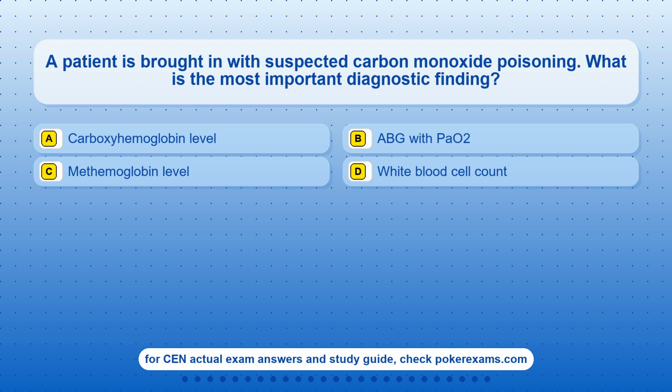Question 17. A patient is brought in with suspected carbon monoxide poisoning. What is the most important diagnostic finding? Option A. Carboxyhemoglobin level. Option B. ABG with PaO2. Option C. Methemoglobin level. Option D. White blood cell count.